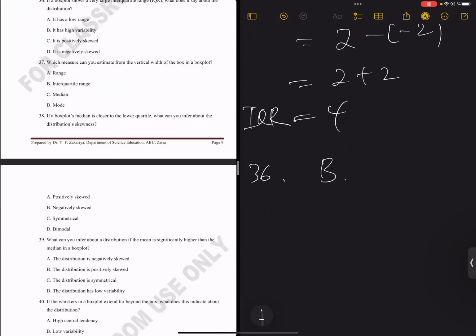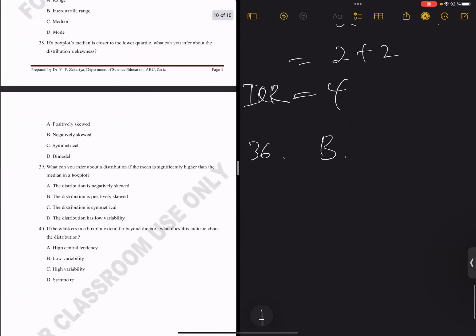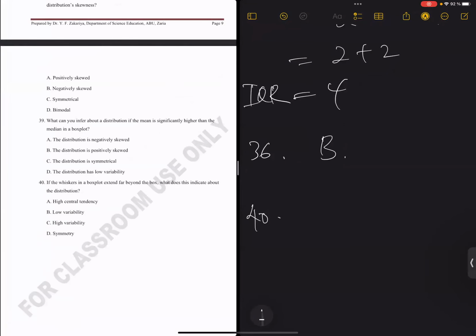So let's go to the last problem. That is problem number 40. Problem number 40 says, if the whiskers in a box plot extend far beyond the box, what does this indicate about the distribution? A, high central tendency. B, low variability. C, high variability. D, symmetric. If the whiskers in the box plot extend far beyond the box.